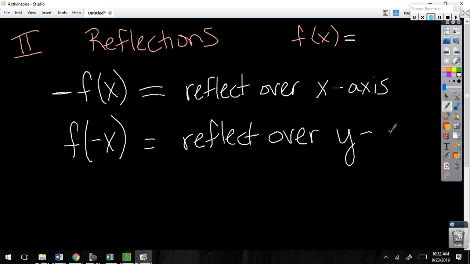So it's the opposite again of what you think. Okay, if you negate y, you reflect over x. If you negate x, you reflect over y.